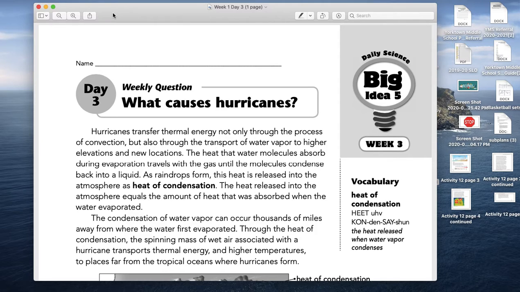Hurricanes transfer thermal energy not only through the process of convection, but also through the transport of water vapor to higher elevations and new locations. The heat that water molecules absorb during evaporation travels with the gas until the molecules condense back into a liquid. As raindrops form, this heat is released into the atmosphere as heat of condensation. The heat released into the atmosphere equals the amount of heat that was absorbed when the water evaporated. The condensation of water vapor can occur thousands of miles away from where the water first evaporated. Through the heat of condensation, the spinning mass of wet air associated with a hurricane transports thermal energy and higher temperatures to places far from the tropical oceans where hurricanes form.